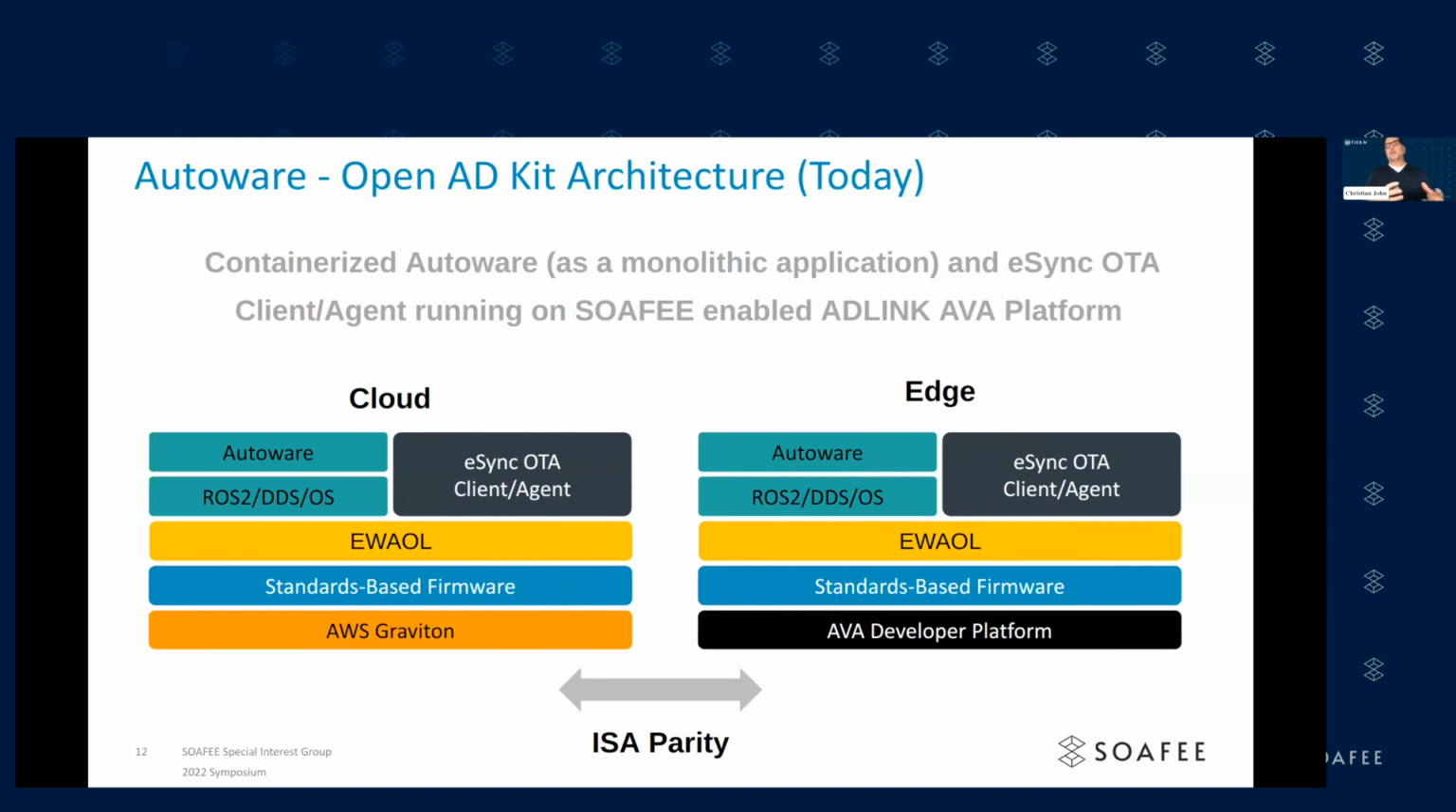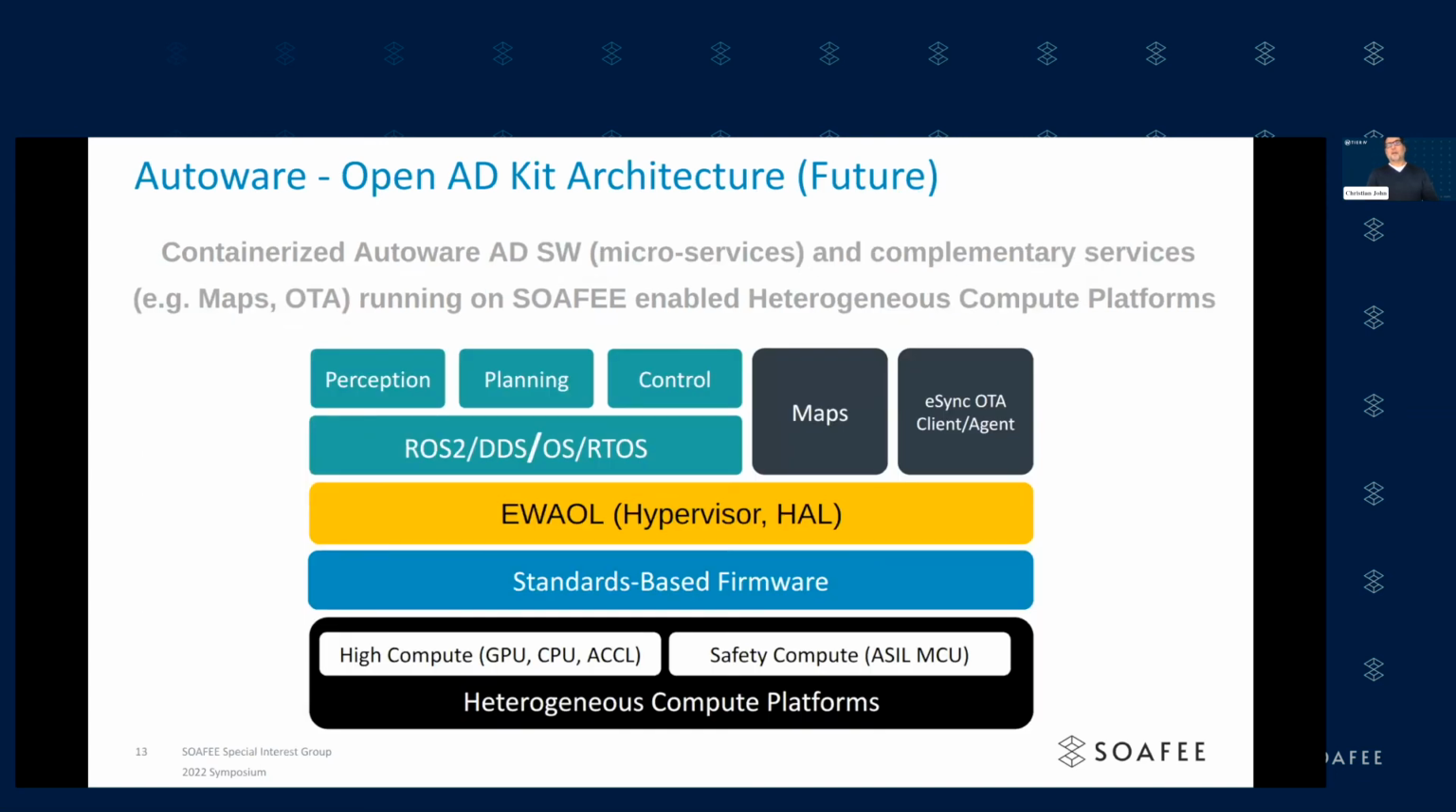So there's still a lot of work to do to get this more towards the true vision of what an automotive workload looks like as a microservices application in SOAFEE. So next slide. The work that we're doing going forward now is really looking at how do we take this implementation of Autoware, take these modules, which, as I said, are really already kind of set up well in a ROS2 microservices type architecture, partition those into separate containers, and then implement that on top of the EWAOL framework.